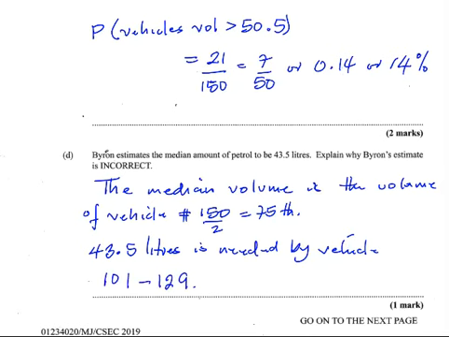All right. So the median volume of petrol is the volume of petrol needed to fill the 75th vehicle. Now, 43.5 liters is needed to fill the tank of a vehicle that is between 101 and 129. Therefore, 43.5 is not the median. All right, let's see if we can go back to the diagram to explain that.